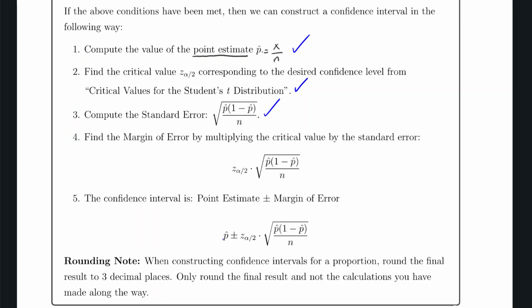Now we do have a rounding note here. When constructing confidence intervals for a proportion, round the final answer to 3 decimal places. So far we have learned, this is our third confidence interval. We've learned the confidence interval for the mean when the standard deviation is known, the confidence interval for the mean when the standard deviation is unknown, and finally this one, the confidence interval for a population proportion. Each of those 3 different approaches has a different rounding note. So do go back in your notes, find the different rounding notes that are listed, and keep track of when you round to so many decimal places per strategy.